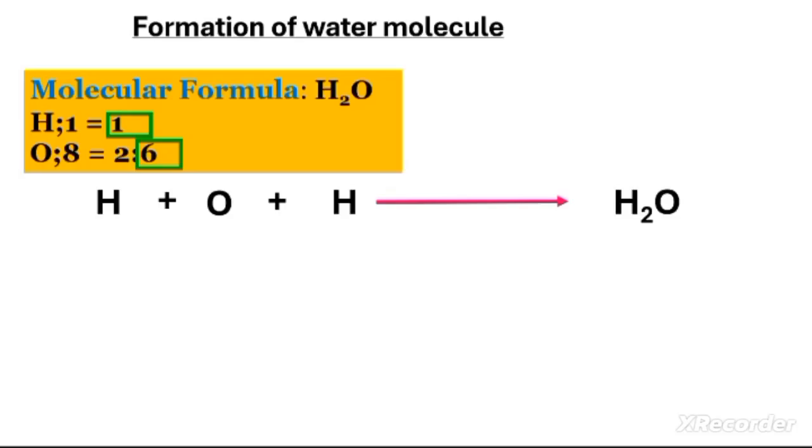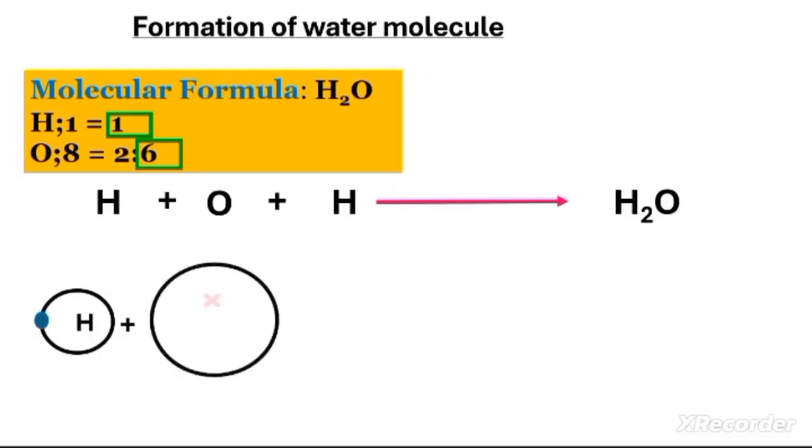Now let us come up with the electronic structure. We have hydrogen with the one electron in the outermost shell. We also have oxygen with the 6 electrons in the outermost shell, as illustrated here, plus the hydrogen with the one electron in the outermost shell. If we remember very well, we said hydrogen needs to lose this one electron for it to gain stability, and this one also needs to lose this one electron for it to gain stability.